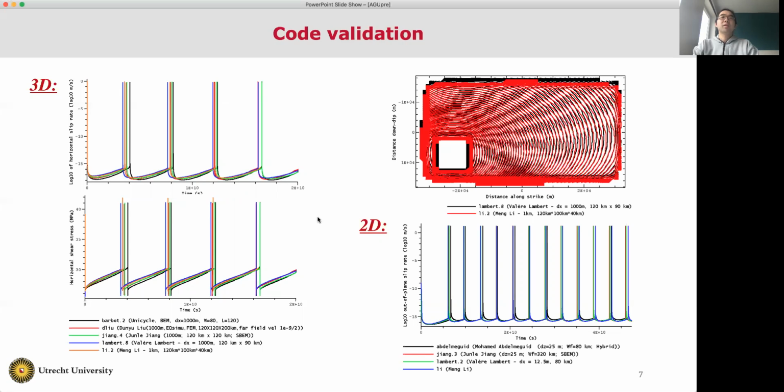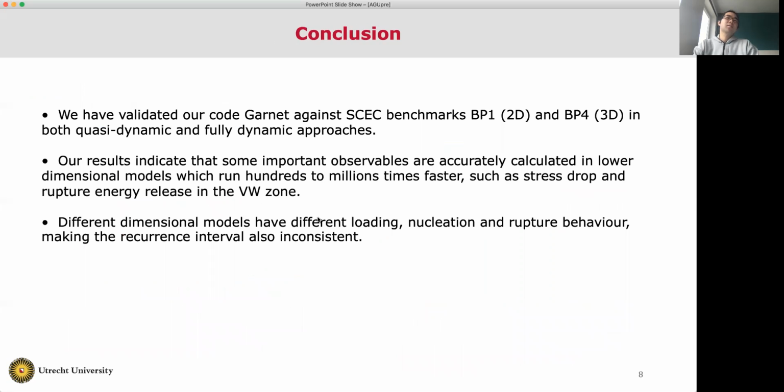So our conclusion is that first, we have validated this code package Garnet against other benchmarks in BP1, the 2D, and in BP4, the 3D, in both the quasi-dynamic and fully dynamic approaches. And our results indicate that some important variables, such as the stress drop or the fracture energy release, can be modeled accurately in lower dimensional models, for example, in 1D, and these models usually run hundreds to millions of times faster compared to the 3D models.